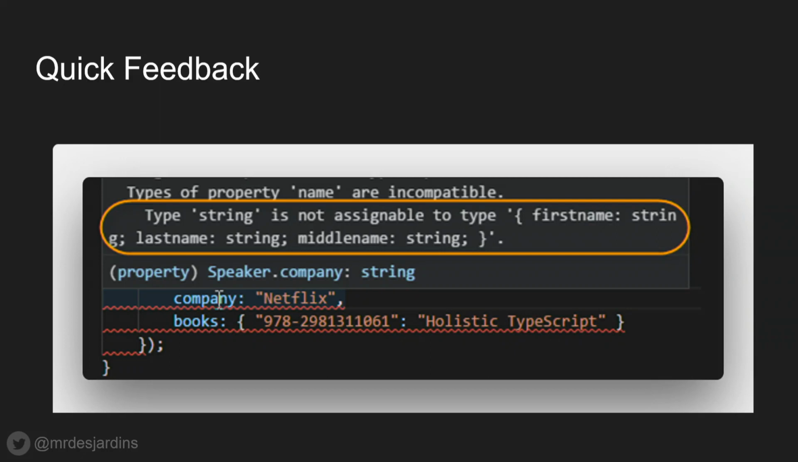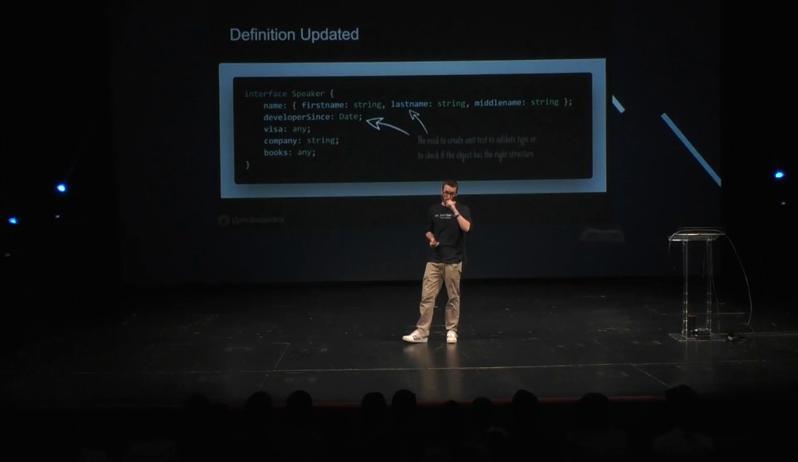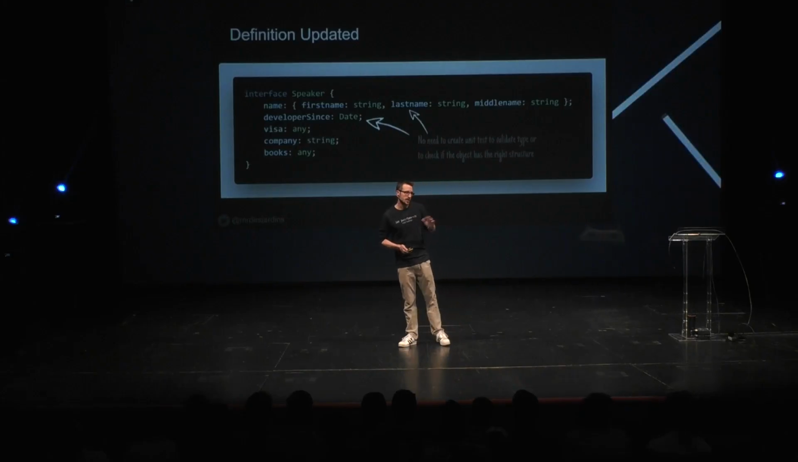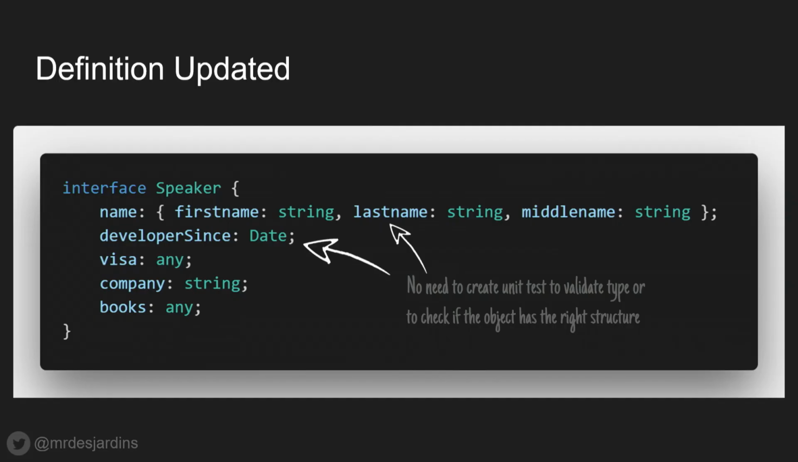So from there, I can go look at the definition file and see that, oh, something has changed definitely. Now the name is not anymore any, it is an object. And this object contains first name, last name, and middle name, which are all strings. And the second thing is that developer sync is now a date. So I'm getting all this information without having anything to do other than pulling the code.